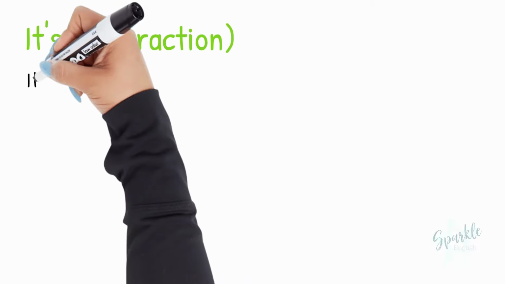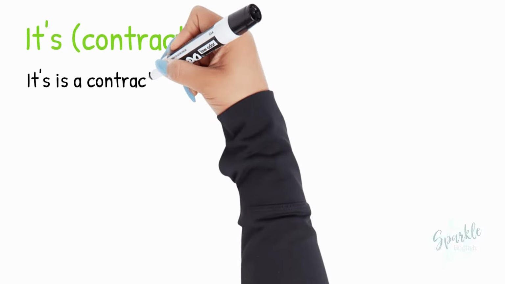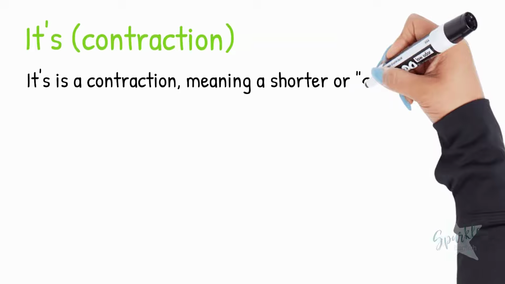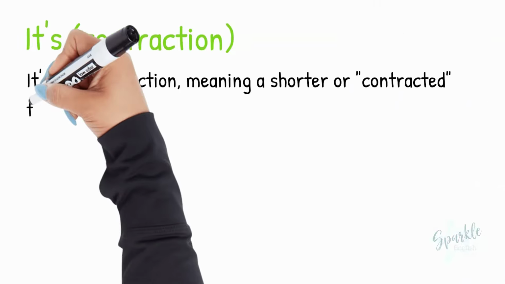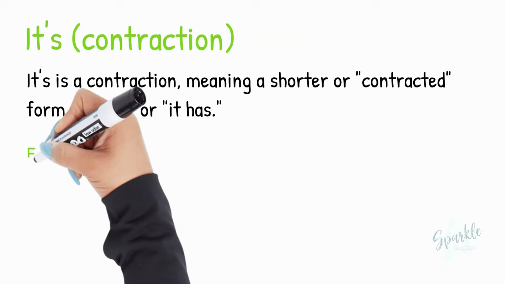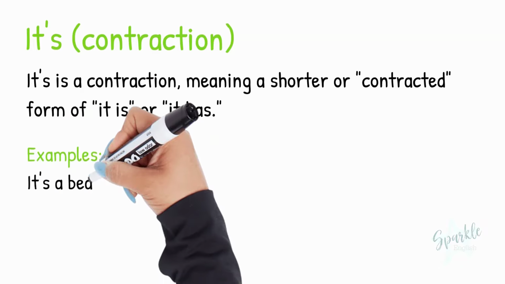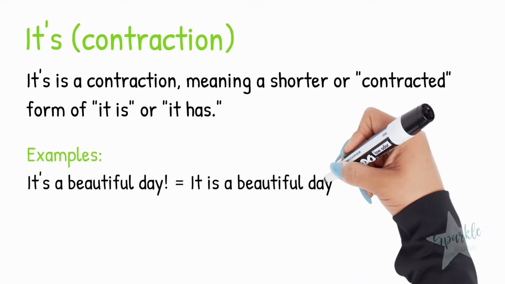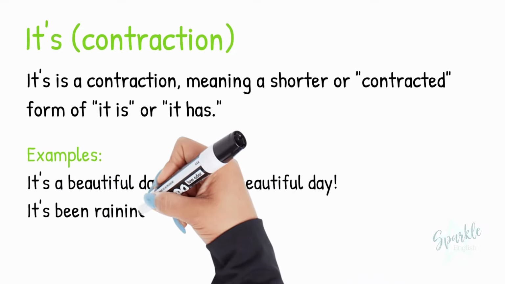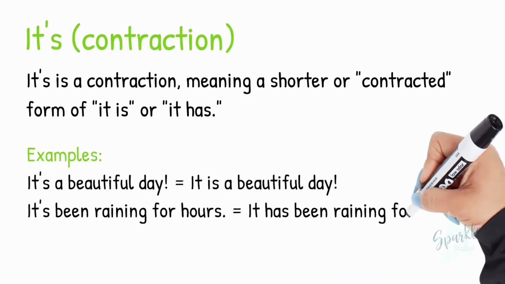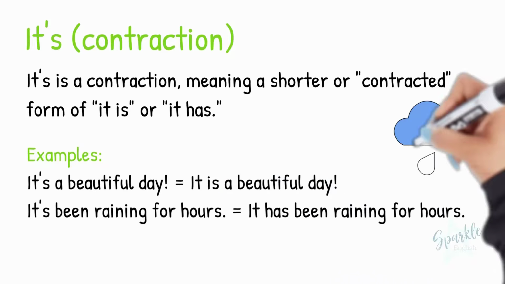Now let's look at the word it's, I-T-apostrophe-S. It's is a contraction, meaning a shorter or contracted form of it is, or in some cases, it has. For example, it's a beautiful day, or it is a beautiful day. It's been raining for hours, or it has been raining for hours.